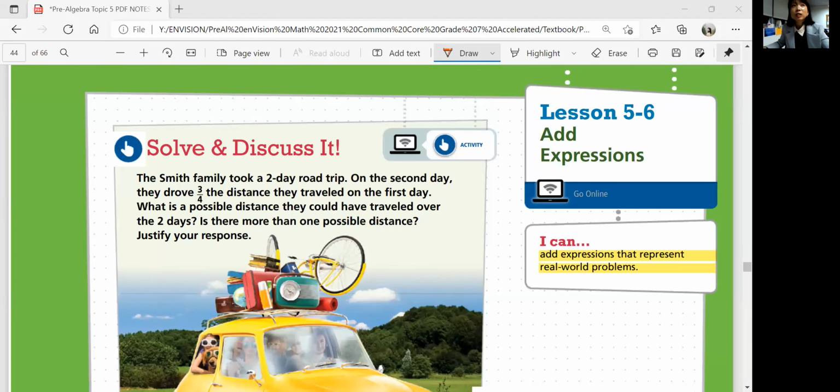Hey guys, this is Pre-Algebra lesson 5-6, add expressions. In this lesson, we'll be able to add expressions that represent real-world problems. Let's start with solve and discuss a question.